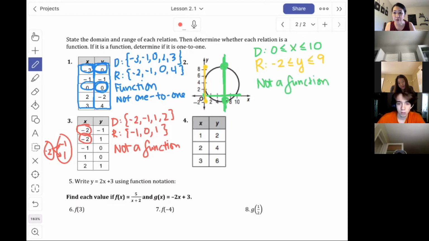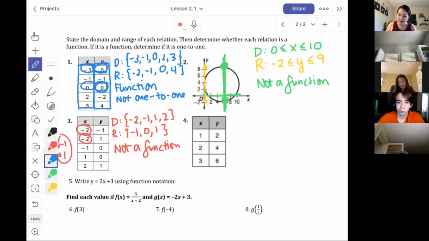So should I try the horizontal line test? No. Why not? Because it's not a function. It's already not a function, so you're done. You don't have to check if it's one-to-one because it's not even a function. So we're done there, okay? All right, sweet.